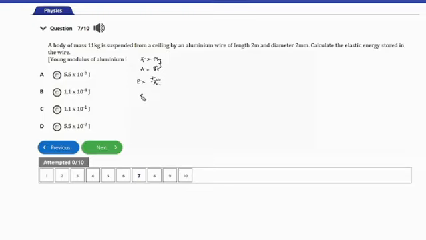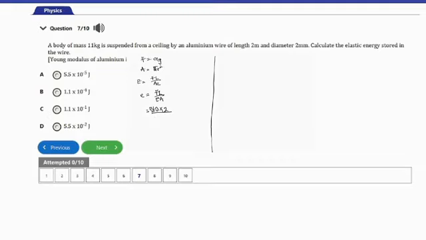So let's find e here. So e is going to be FL over EA. So the F, which is the force here, is 110 newtons, which is 11 times 10 meter per second squared here. So that's 110. Then times the length, which is 2 meters.